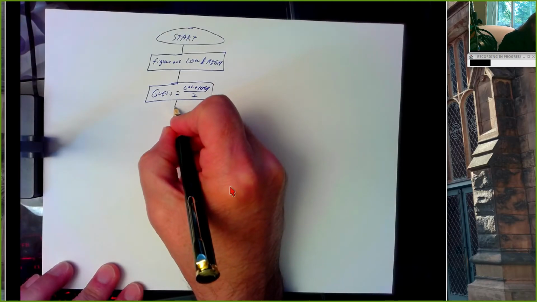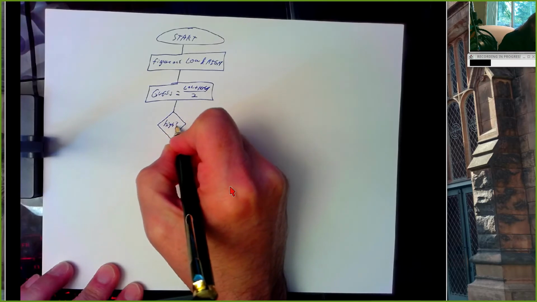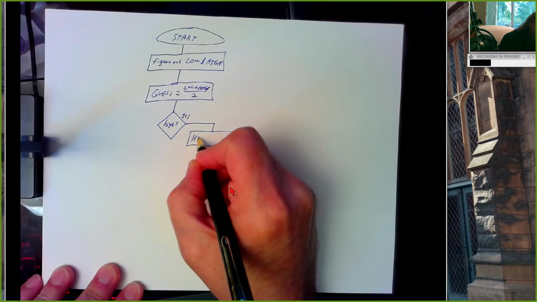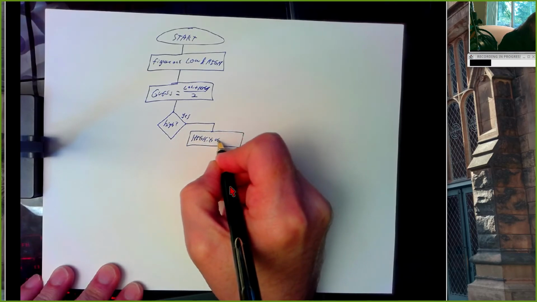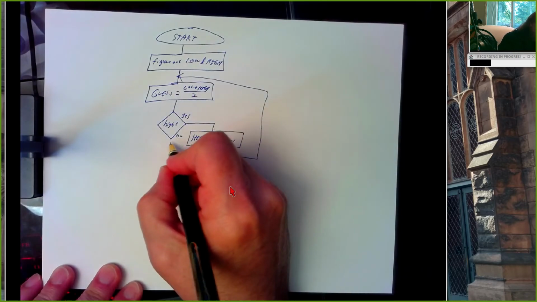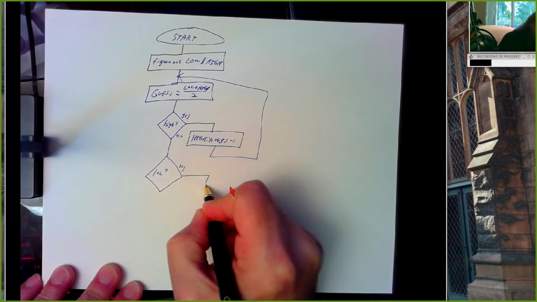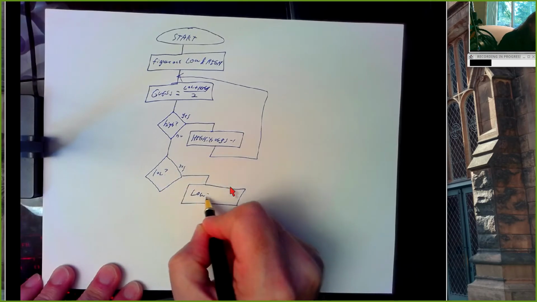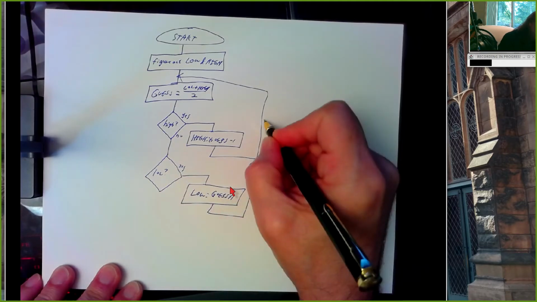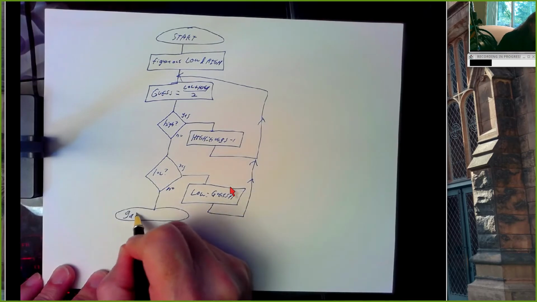So, you know, was our guess too high? If it is, then what do we do? We adjust high to guess minus 1. And we go back and we make another guess. If our answer is not too high, we say, is our answer too low? And if it is, then we adjust our low. And this time we set it equal to guess plus 1. And then we go back and make another guess. If it's not too high or it's not too low, then the game's over.